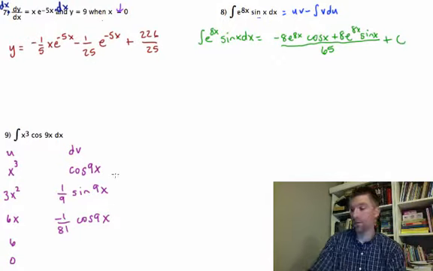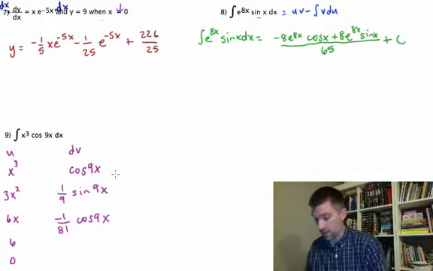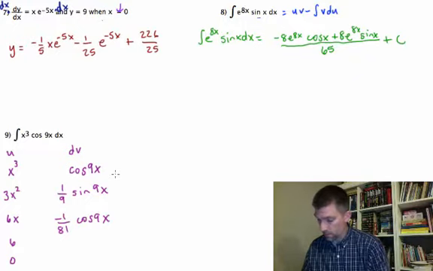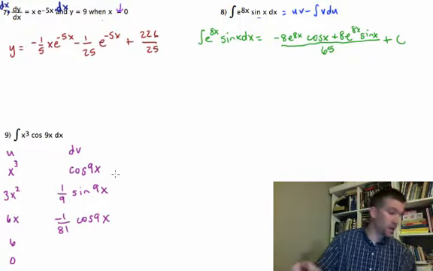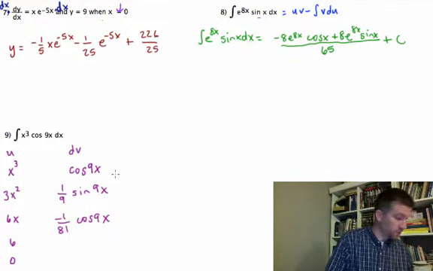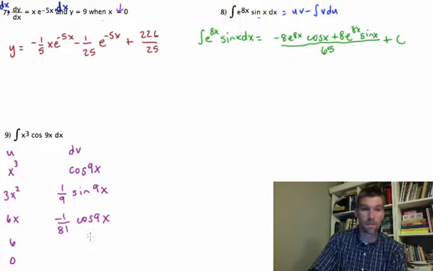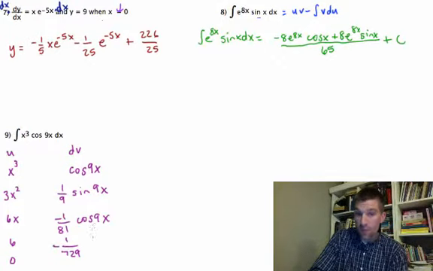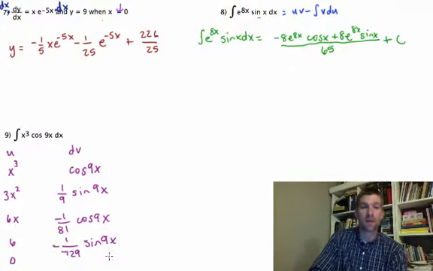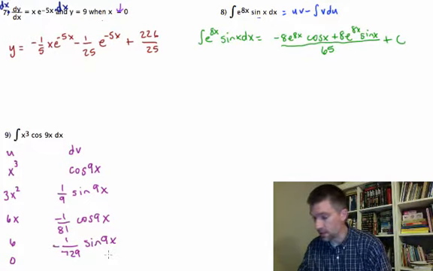And then 1/81 times 1/9, so 729. Yikes, that's a big number. I better double check and make sure I'm going the right way. Oof, I think I am. So that would be negative 1/729 times sine 9x. And then the last one, 729 times 9.